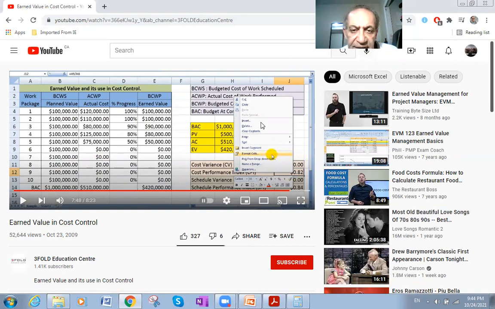So one time we subtract them, and the other time we divide them. When it comes to index, we divide. When it comes to variance, we subtract. We subtract the EV minus the AC, it gives me the cost variance, and EV divided by AC will give me the index. And also the EV minus the PV will give me the schedule variance, and the EV divided by the PV will give me the index. So always, to get the variance, subtract.